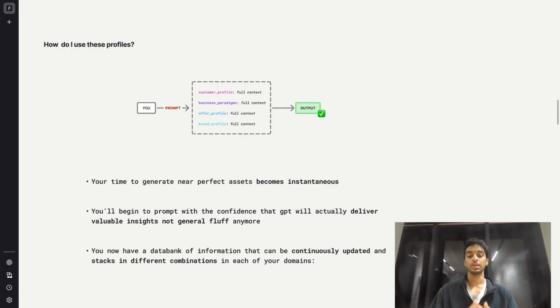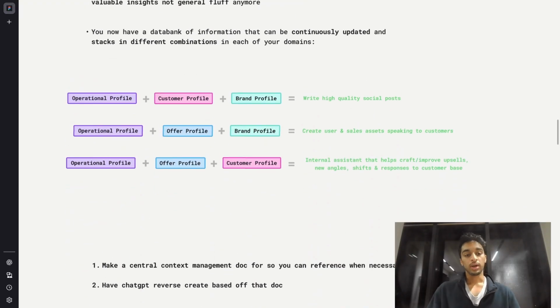And the cool thing is now you also have a data bank of information, which is essentially all of those context profiles put into one, that can be continuously updated and also stacks in different combinations depending on your offer, your business paradigms, your customer profiles, as well as the brand profile. And I'll show you how that looks. So if you combine, let's say, the way you operate as a business, who you're targeting and how you should target them, so your brand profile, you can write high quality social posts. If you do operational offer and brand profile, you can create user and sales assets that speak directly to customers.